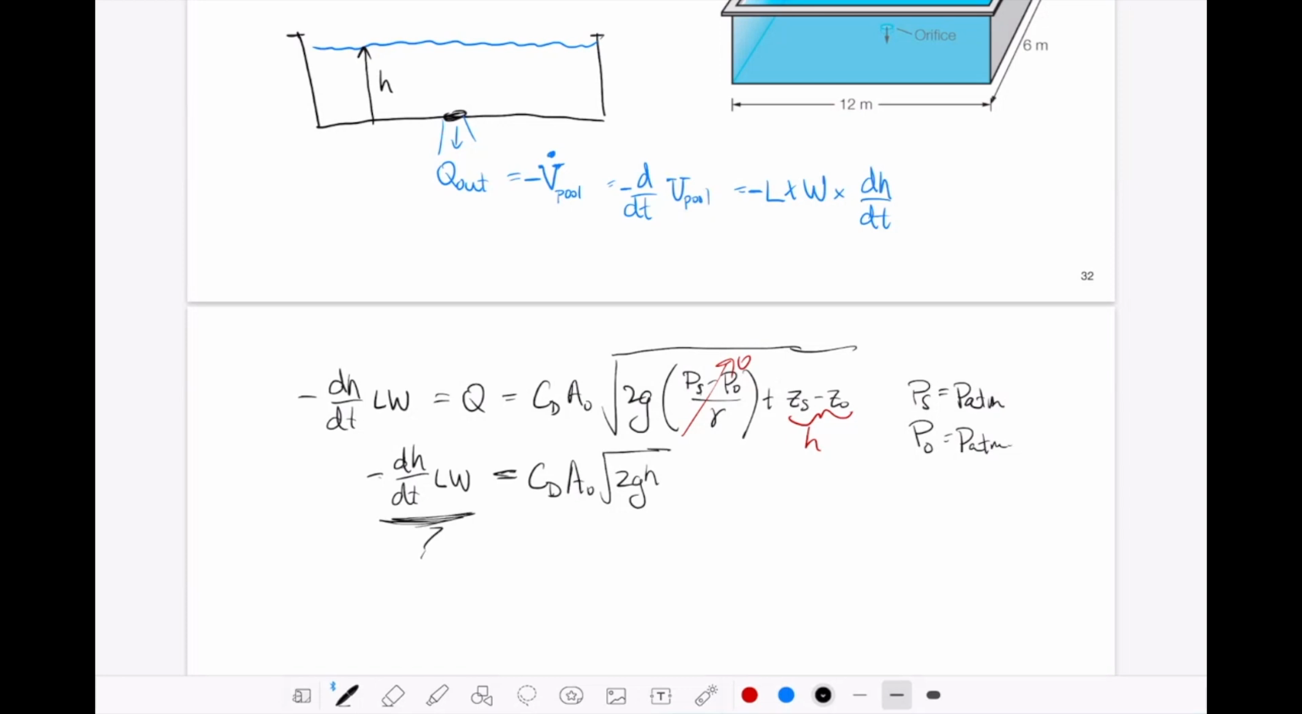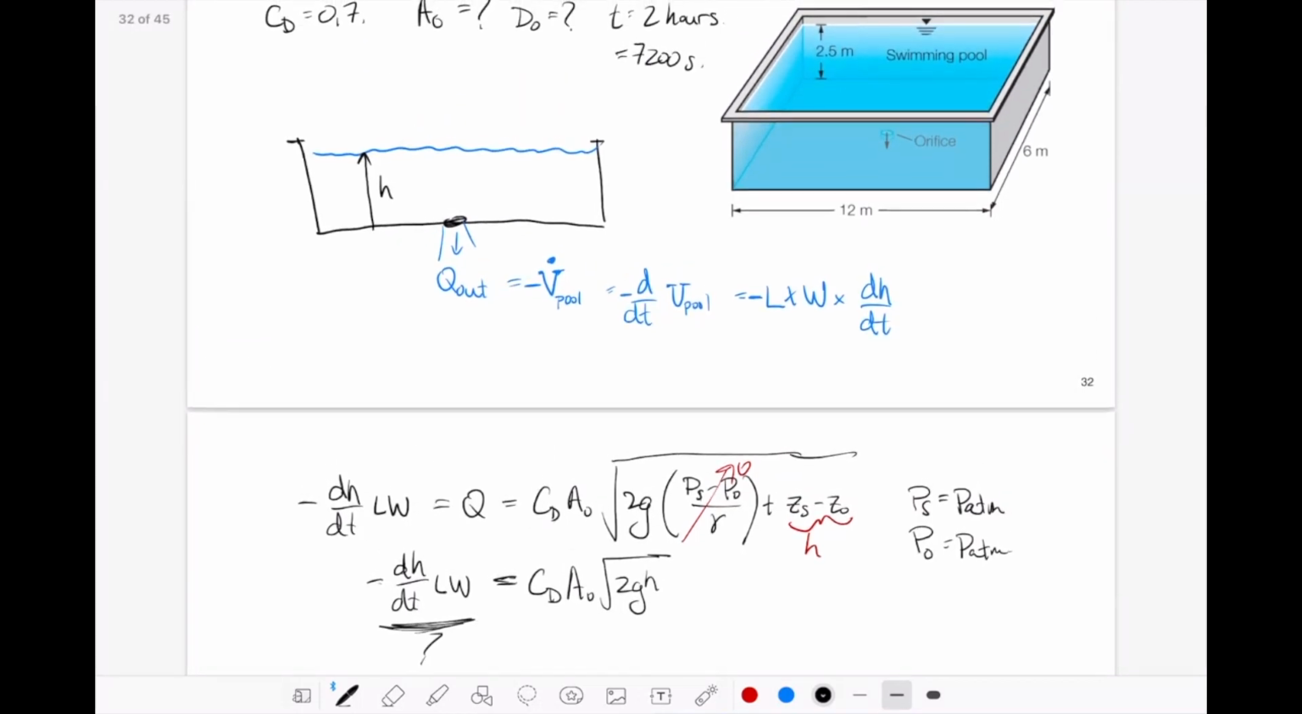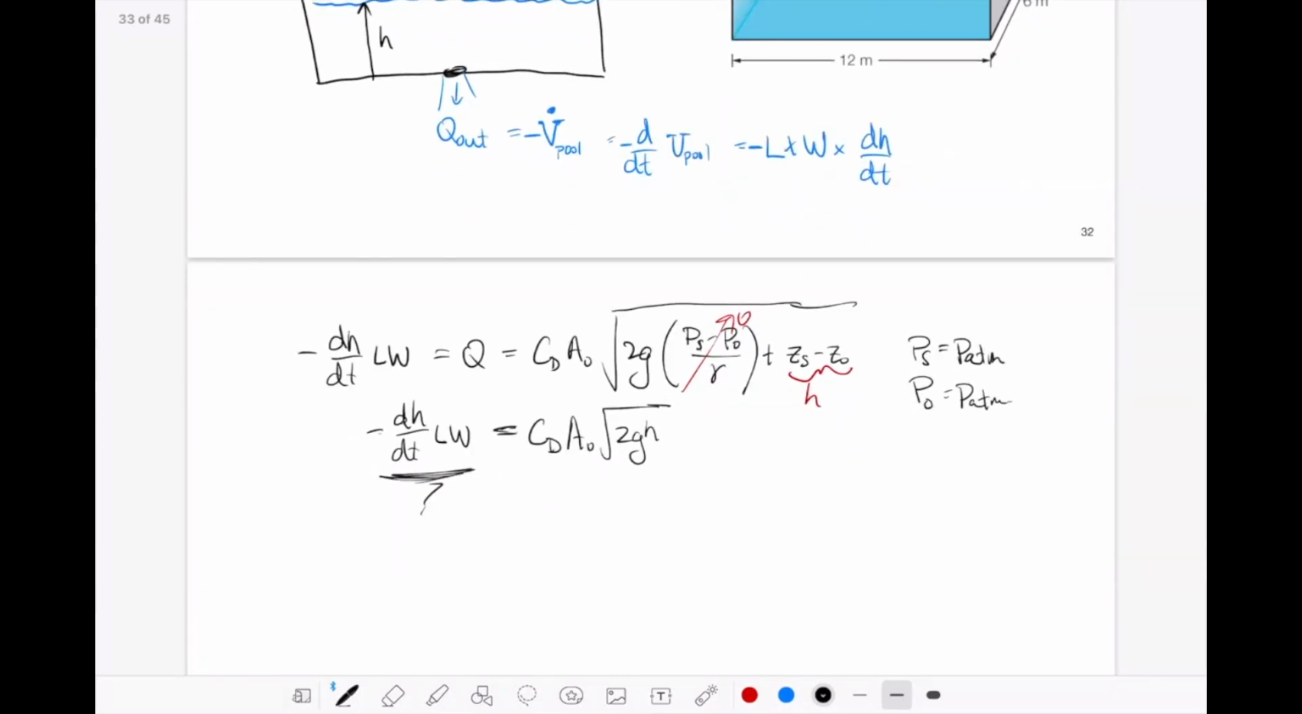So we know that the volume leaving the pool per second must be equal to the rate of change of the volume of liquid in the pool. So the rate of change of volume of liquid in the pool is equal to the time rate of change of the volume of the pool. Since the length and width are constant, the only parameter that's changing is h. So we have dh dt times L times W. So we have this equation, and we're asked to figure out how much time it takes to drain the pool.